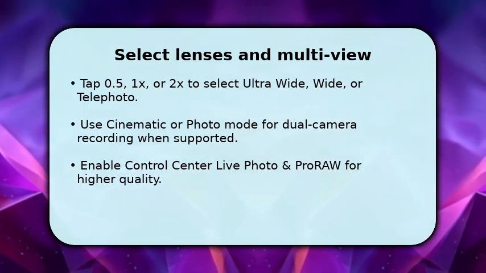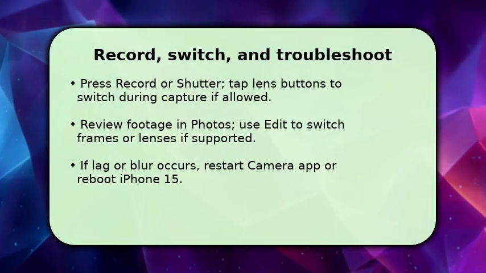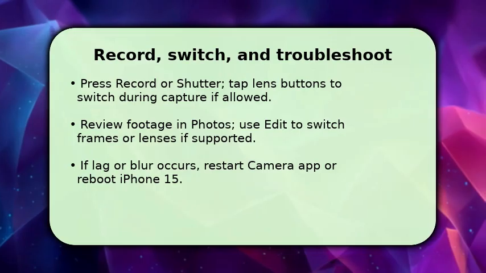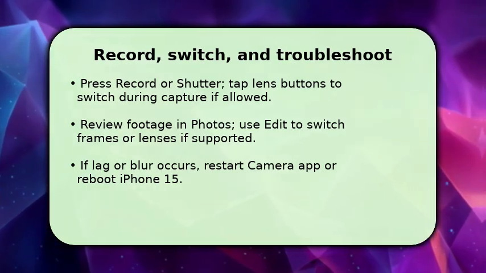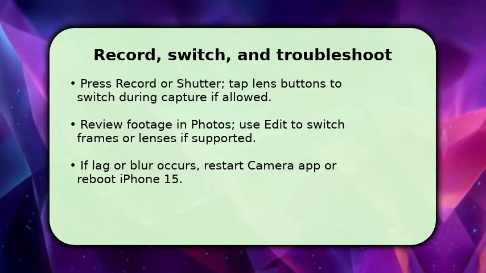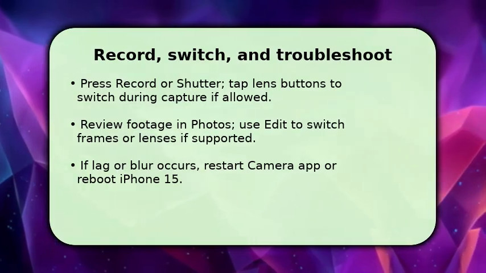Then, position the subject and steady the phone, press record or the shutter to capture using your selected lenses, and when allowed, tap 0.5/1x/2x to switch views mid-capture for dynamic framing. Once finished, open photos to review and use edit to fine-tune exposures or swap frames. This is why Pro RAW and higher bitrates help.